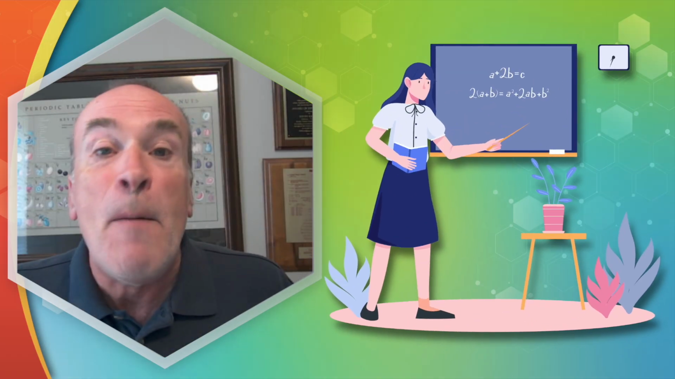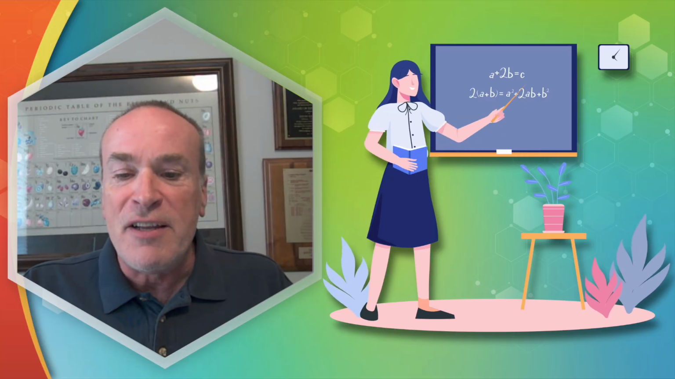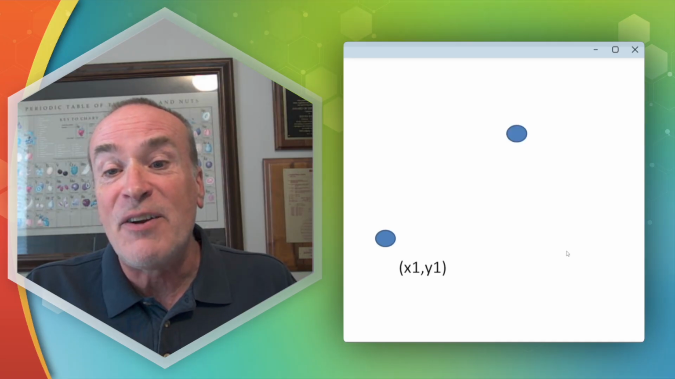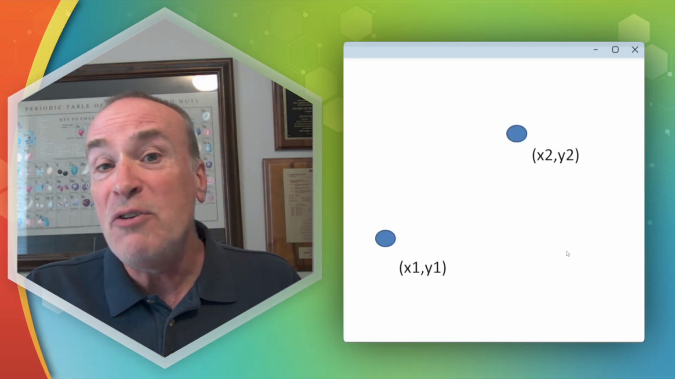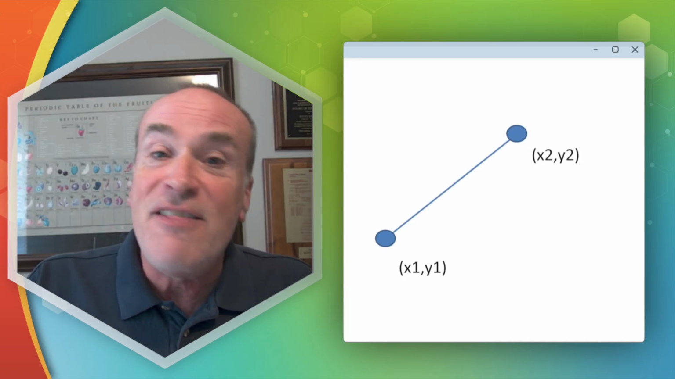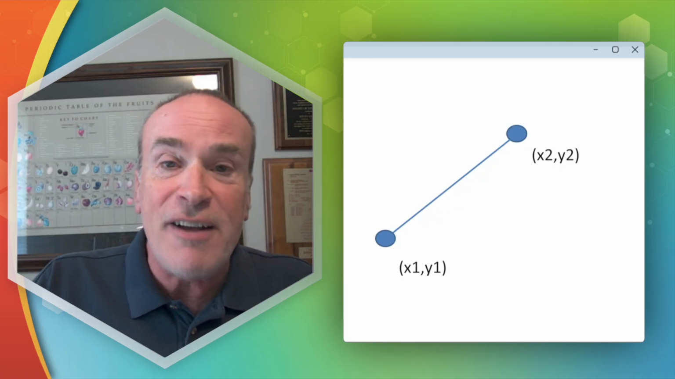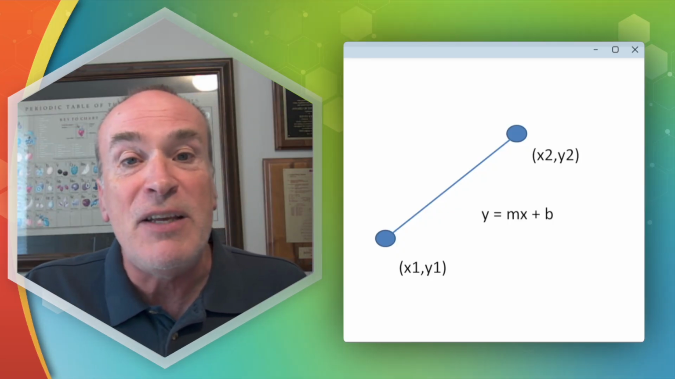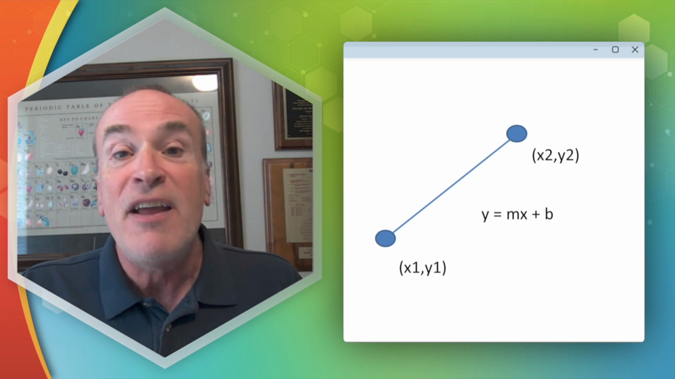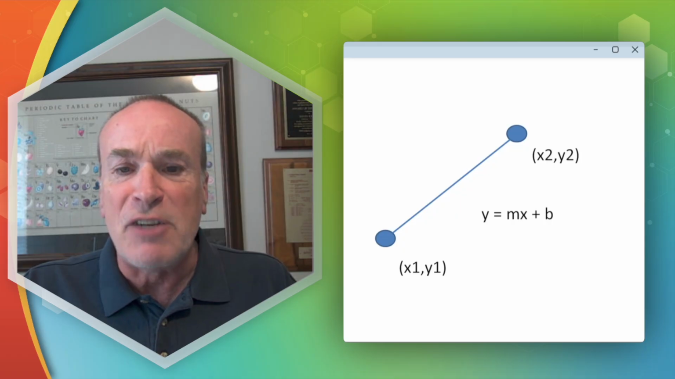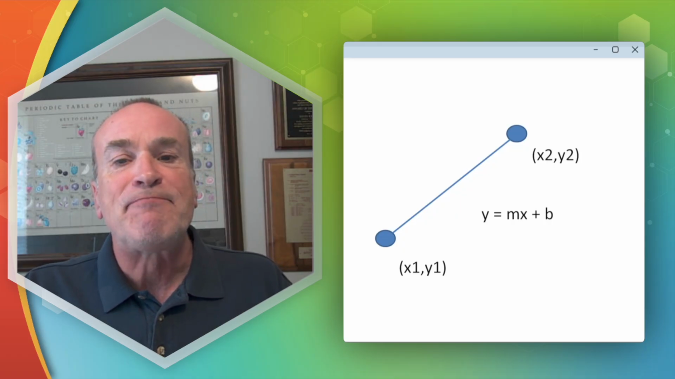All right. So back in high school algebra, you learned that if you had an xy coordinate plus another xy coordinate, you could draw a straight line between those 2 points. And then your algebra teacher taught you about a formula, y is equal to mx plus b, where m is the slope and b is the y-intercept. So we learned that in high school algebra.